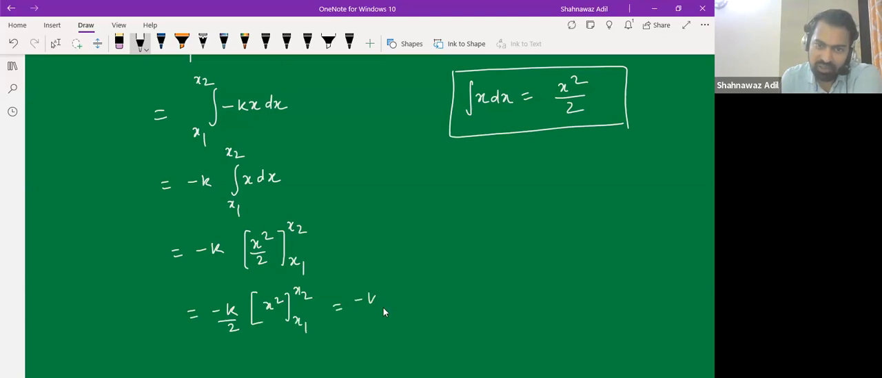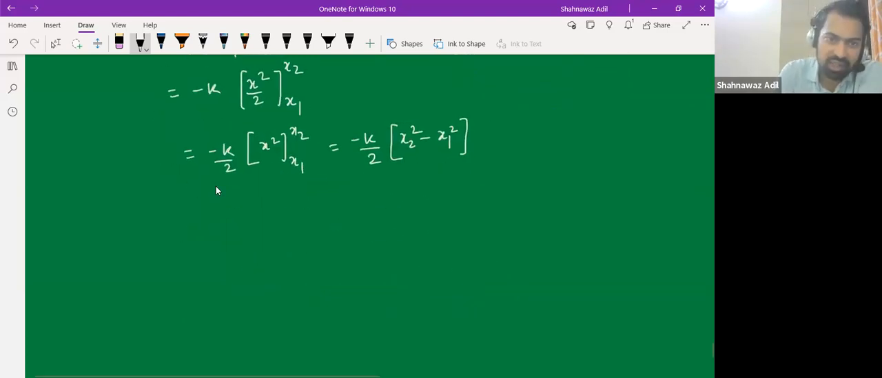So what should I write in here? First, I have to put the upper limit. So x2 square, and minus x1 square, right? Yes, sir. So now you see that this internal work done would be minus of k by 2 times x2 square minus x1 square.